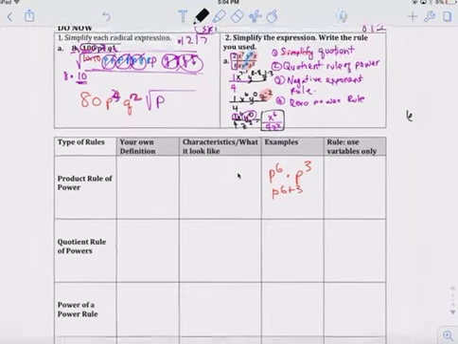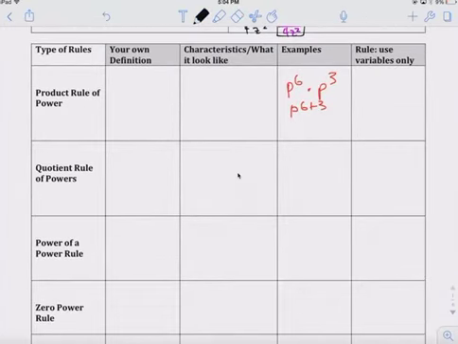Fill out this table so we can discuss it tomorrow. I would like especially examples.